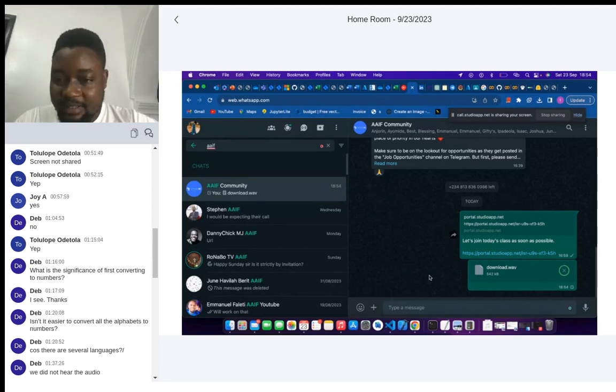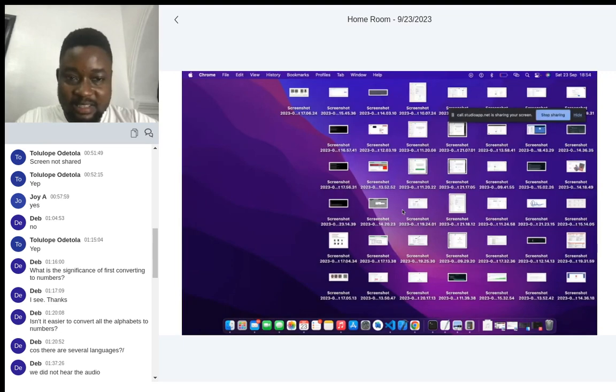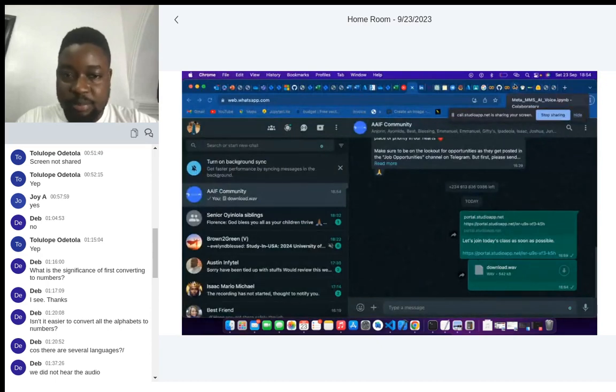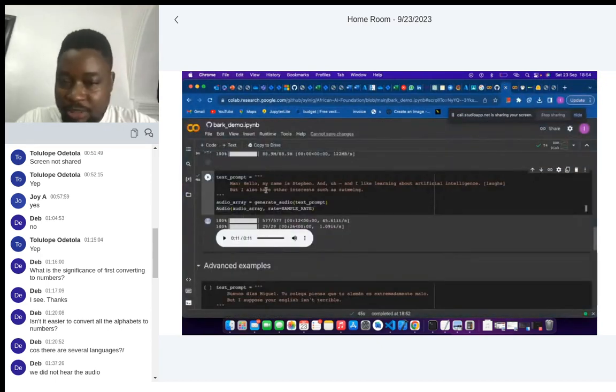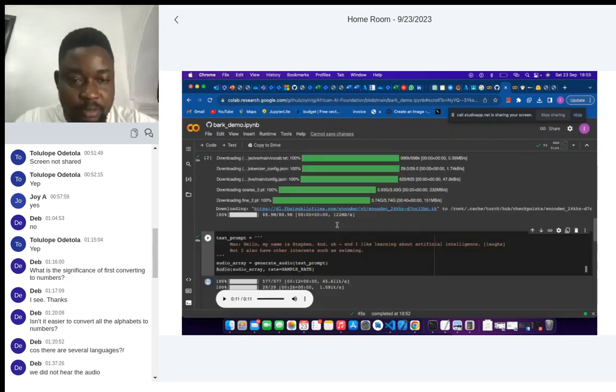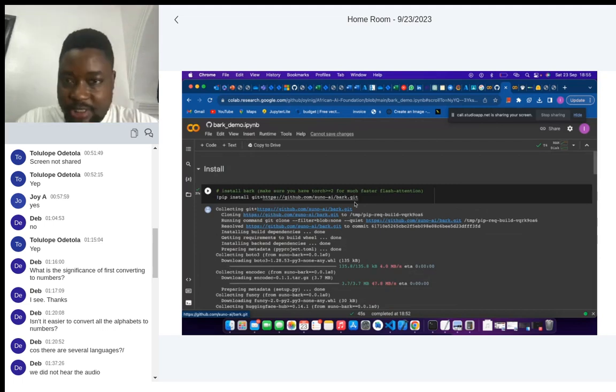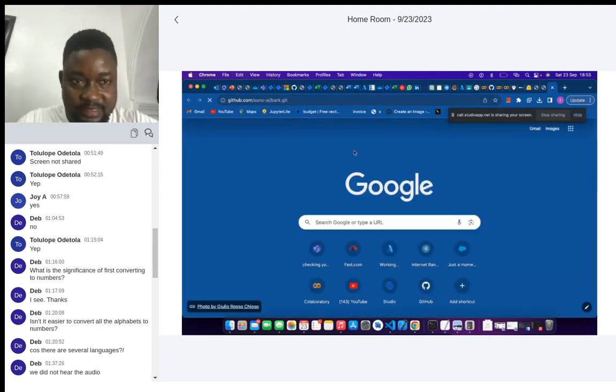Yeah, that's what we just generated. You can listen to it. Try to play it and listen to it. That's what we just generated right here, using Bark. So Bark is one of the interesting generative models already pre-trained. I think it's pre-trained on a couple of languages. So let's check it out right here.